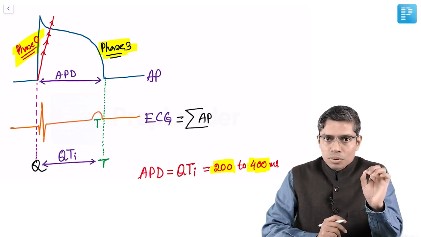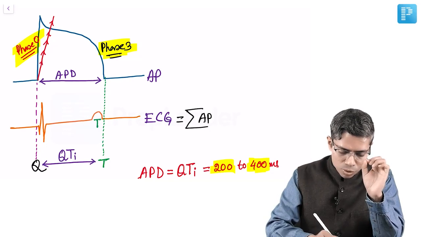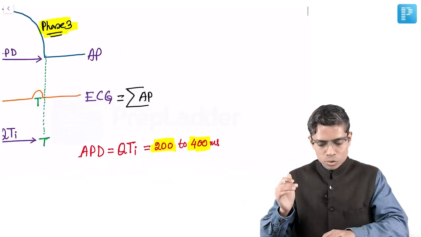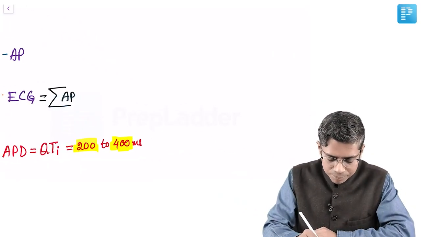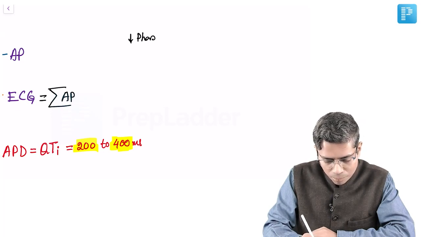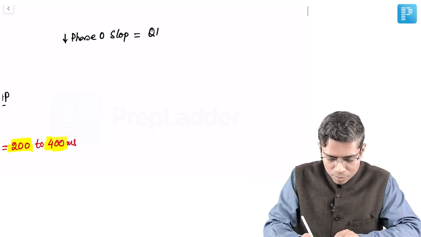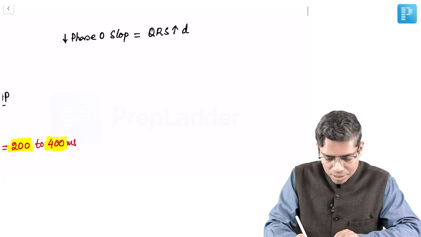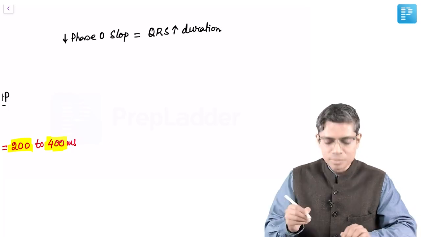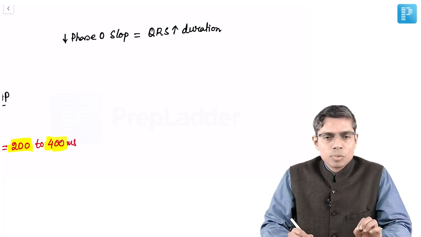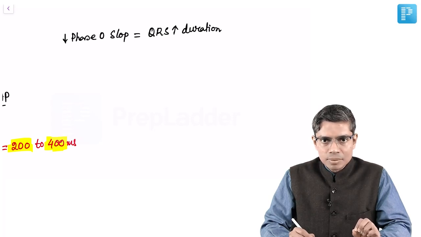So with a slow rise of phase 0, or if you decrease the slope of phase 0, the QRS complex will be prolonged. Getting my point? So please note down this important feature, that decreased phase 0 slope will lead to prolongation of the QRS complex duration. QRS complex duration will be increased. And who is going to decrease the phase 0 slope? That is the voltage gated sodium channel blocker. All of you know that voltage gated sodium channel blockers are class 1 anti-arrhythmic agents.